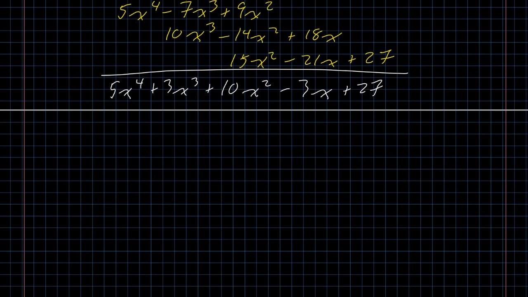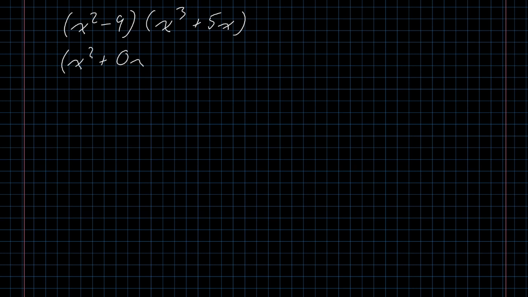Things can get a little bit messy here when you have missing terms. So if you have something like x squared minus 9 times x cubed plus 5x, notice that I don't have the whole expression, right? If I was writing this out as a polynomial, after an x squared term, I would expect to have an x term.